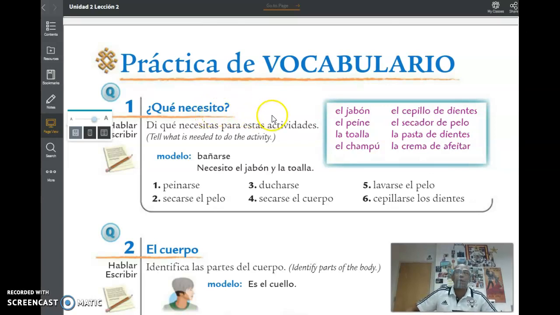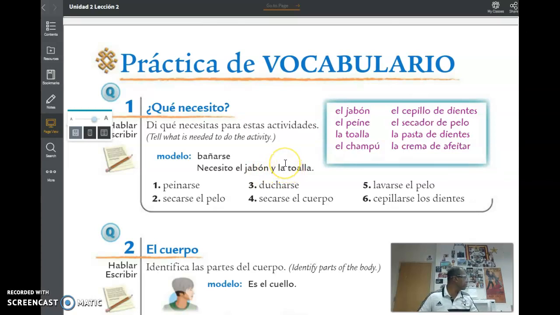words from the question, correct. So right here you said the question is ¿qué necesito, right? What do I need? So you use some of these words. In this case will be only one word, necesito, yeah? So you say necesito, and then you grab one of these items right here, and then you explain the reason what you need it for, right? Necesito el jabón y la toalla.